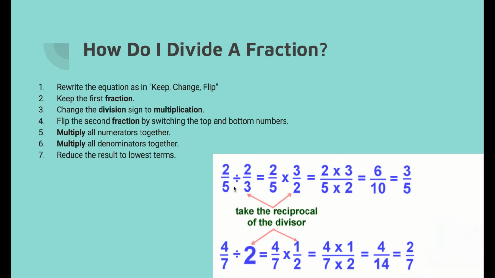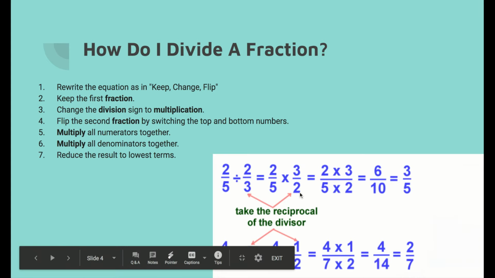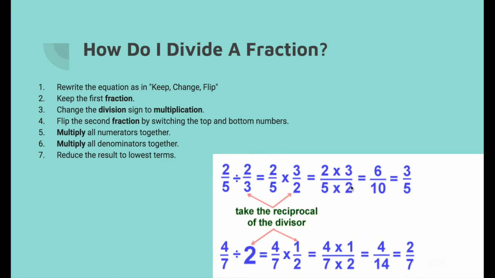So like I said, we're going to keep. So we're going to keep that 2/5. Then we're going to change the sign. So from division to multiplication. And then we're going to flip. No longer is it 2/3, and now it's going to be 3/2. So now I have 2/5 times 3/2, and I have 6/10.